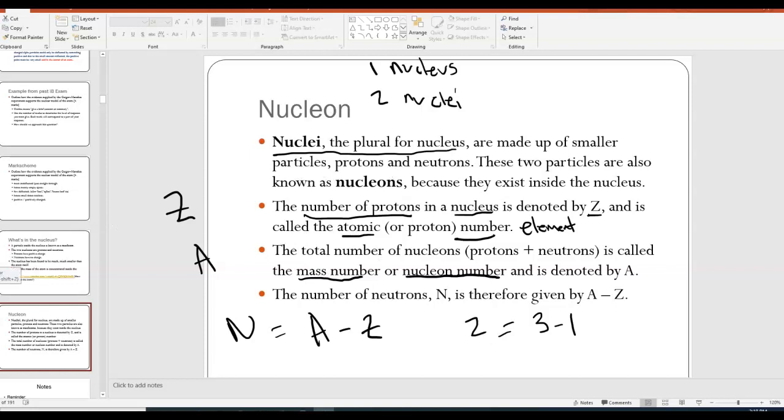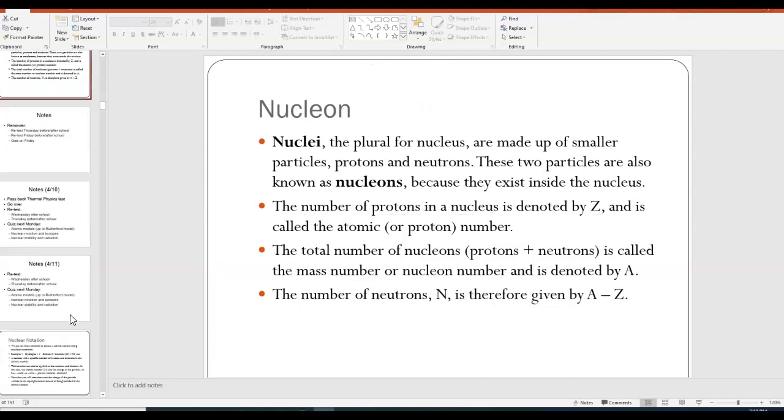In a second, we're going to talk about what's called nuclear notation, which is very, very important for you to know. It's very simple to understand, but it's also something we're going to be talking about constantly moving forward, so you definitely need to understand nuclear notation. Please pause it here if you need to write any of this down.